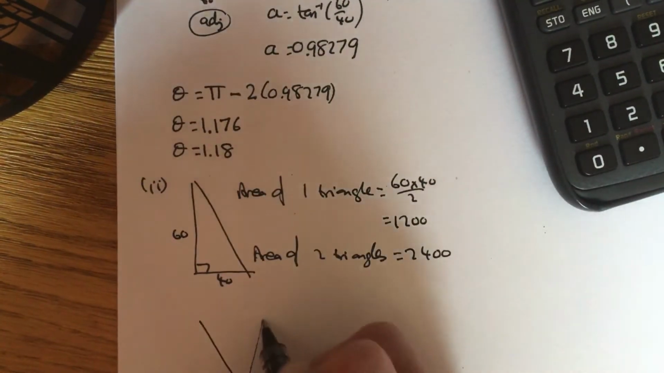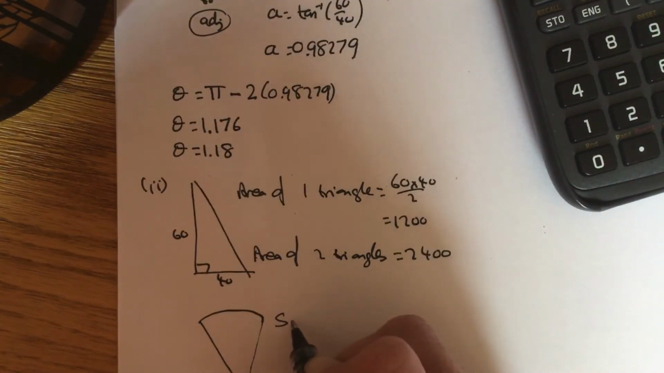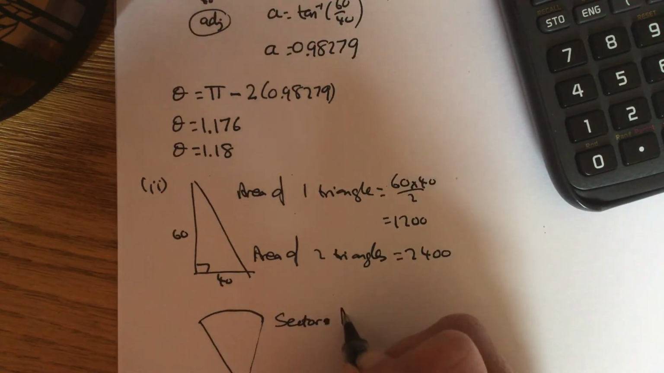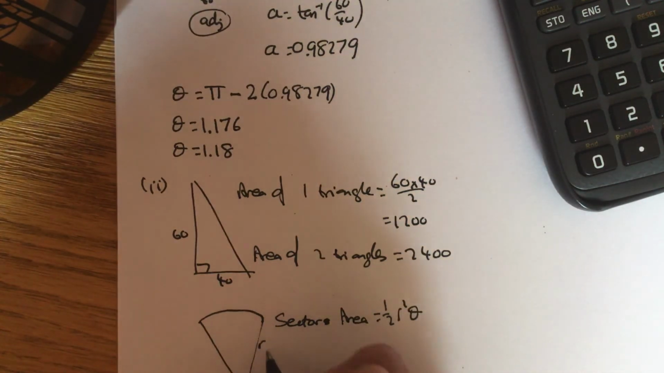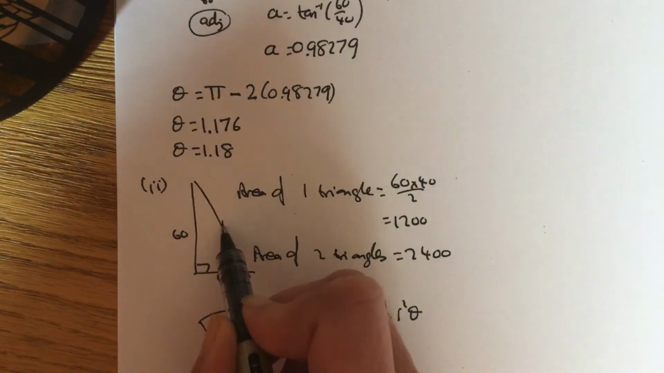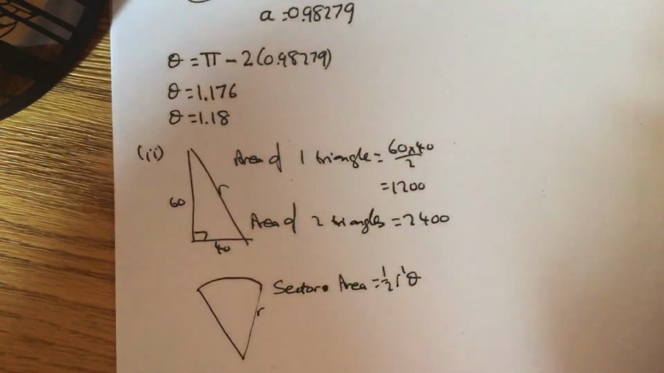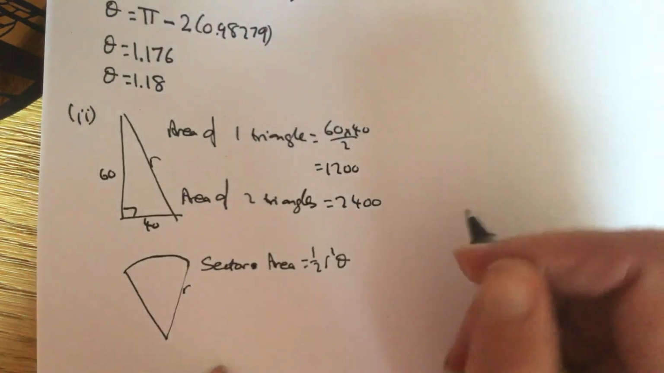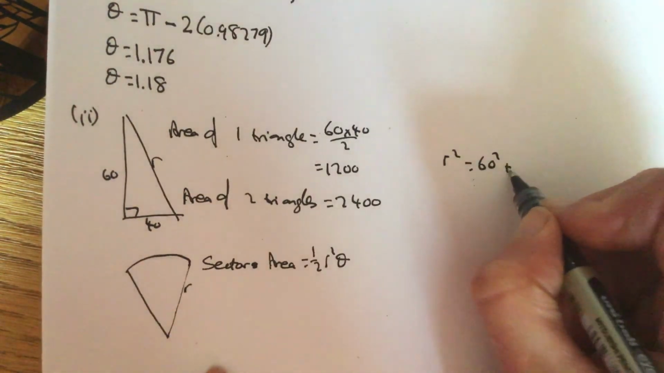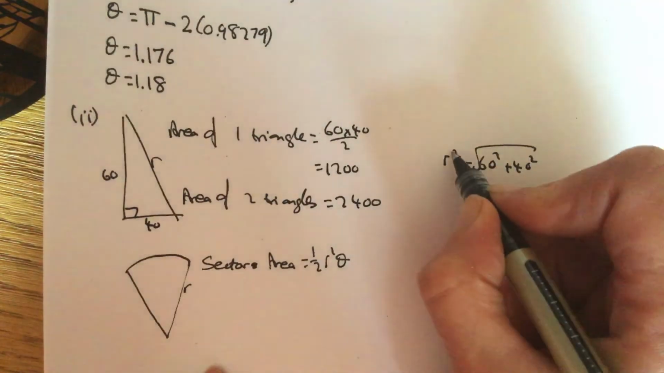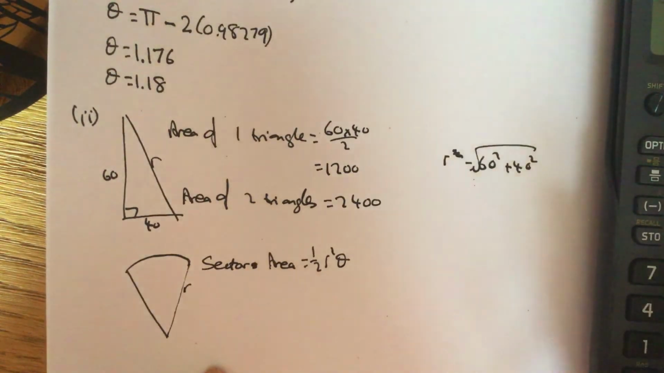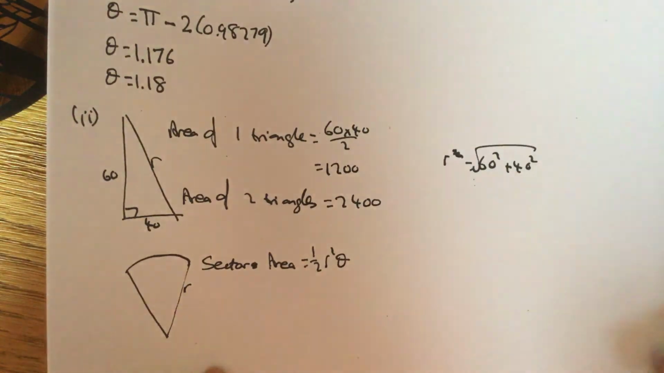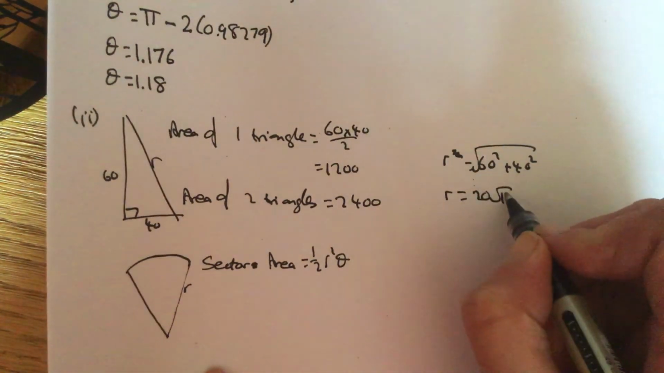Now, we want the sector. Sector area is a half r squared theta, which means I need to know the radius. If I go back to my triangle, I need to know r. I can do that quite easily using Pythagoras' theorem. So r squared equals the 2 sides at the right angle squared and added up. To find r, you'll just square root that. So 60 squared add 40 squared equals 5200. Just square root your answer in your calculator and you will get r to be 20 root 13.